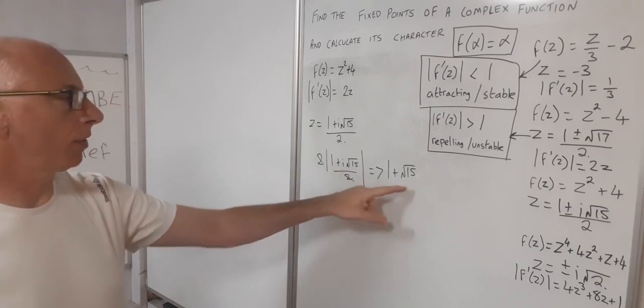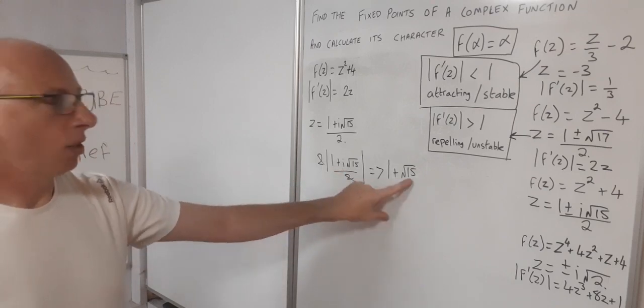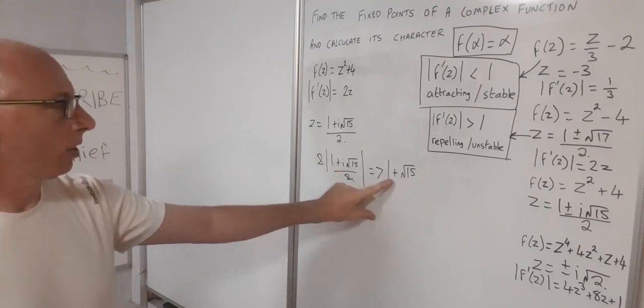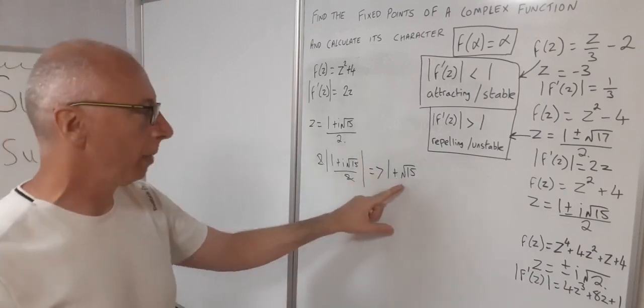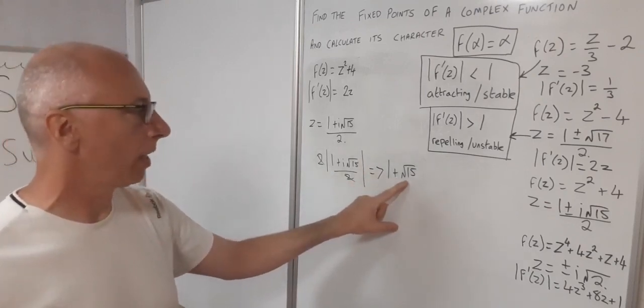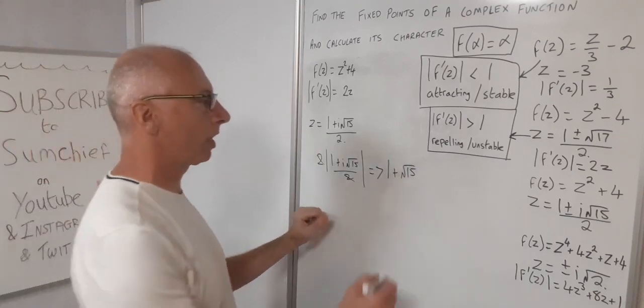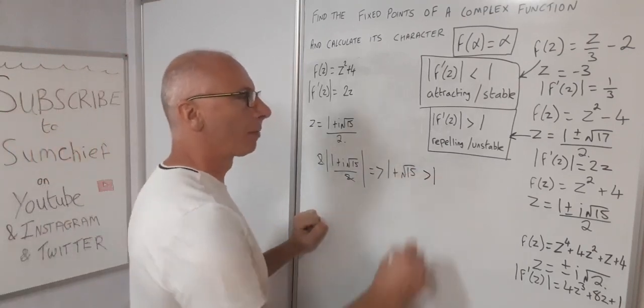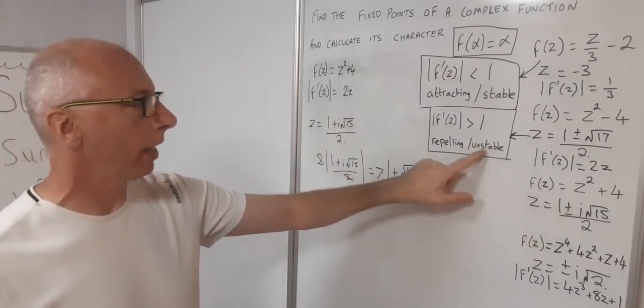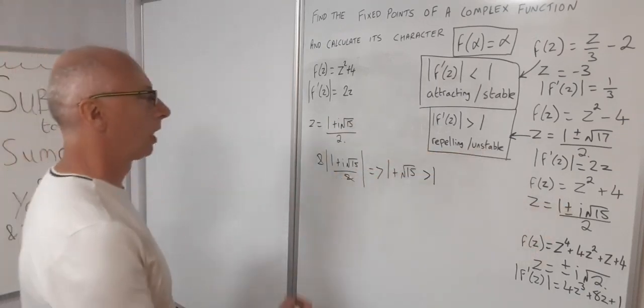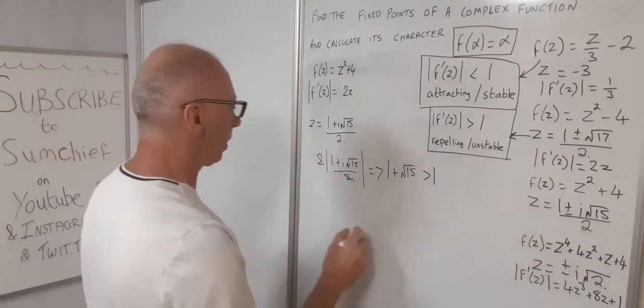So 1 plus the square root of 15, that's going to be just less than 4. So 1 plus something just less than 4 is 1 plus 3 and a bit, so that's 4 and a bit. So this one is greater than 1. That would also link the positive value to being repelling or unstable. Let's try the negative value.